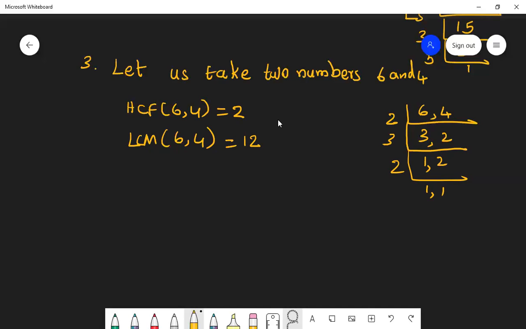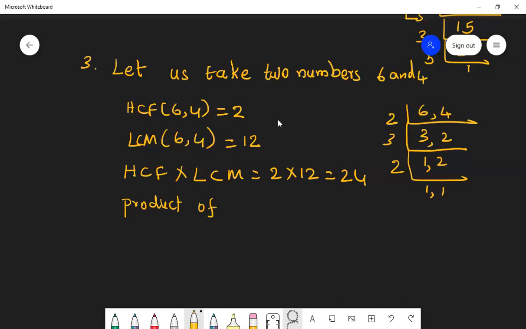Now we are going to multiply HCF and LCM. HCF into LCM, what do we get? 2 into 12, 24. Now we are going to find out the product of the two given numbers. Product of 6 and 4, that we know is 24. Now from this we can get HCF into LCM equal to the product of the two given numbers.